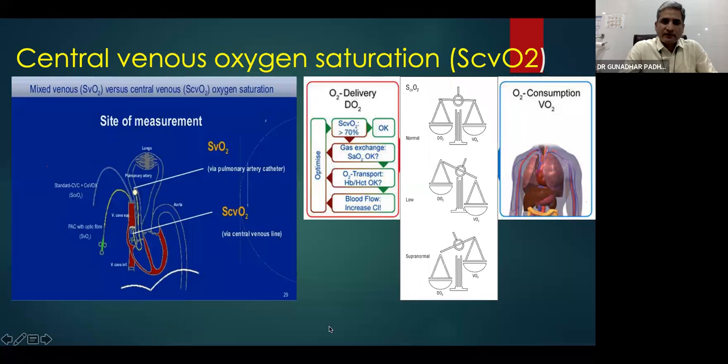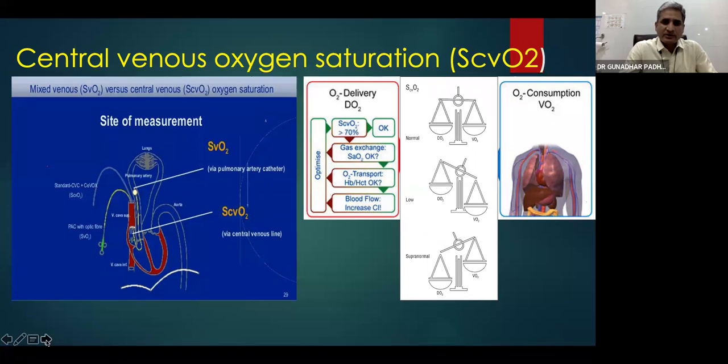Sometimes you can find a very high value of central venous oxygen saturation in conditions where your tissue is not utilizing oxygen, like in the third graph, where your DO2 is maintained, but your VO2, or oxygen consumption, is very, very minimal. In those cases also you can find supranormal central venous oxygen saturation. So any central venous oxygen saturation more than 85% or less than 55% is always abnormal. Particularly, the lower values are more dangerous compared to the higher values.